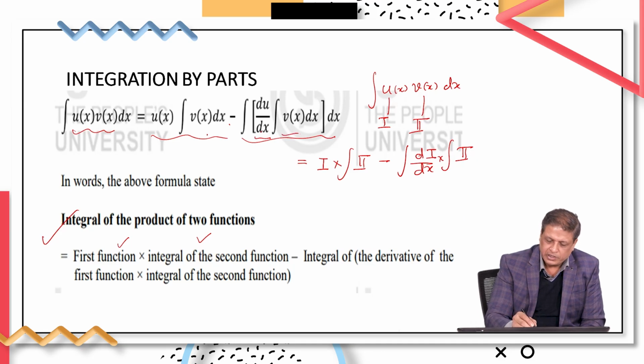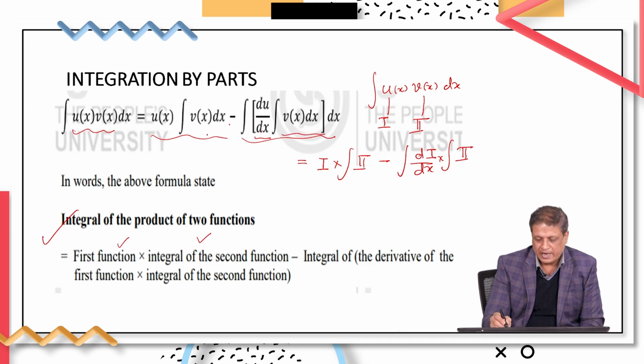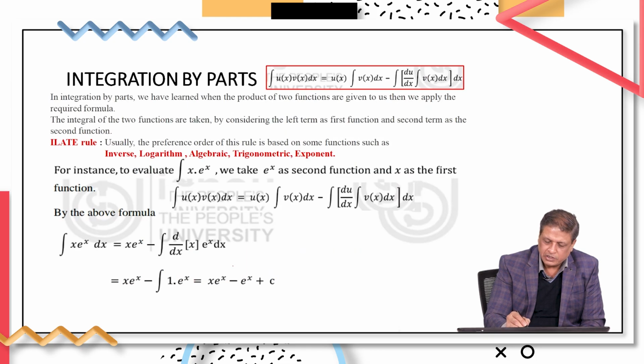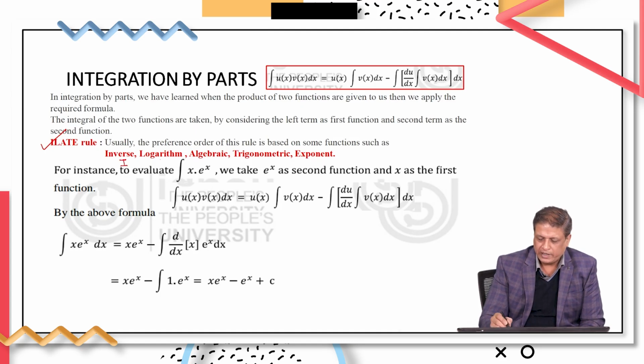So, if an expression is given to us, say x into e to the power x, this is an algebraic expression and this is an exponential expression. So, algebraic should be considered before the exponent. First function will be x and second function will be the exponential function. So, in the expression u(x) v(x), which is x into e to the power x, the first function is x and the second function is e to the power x.